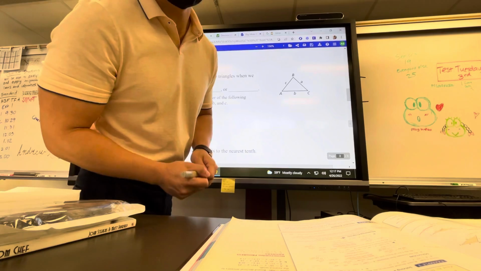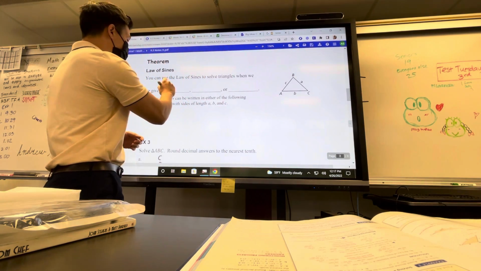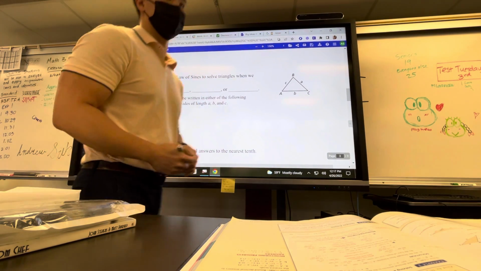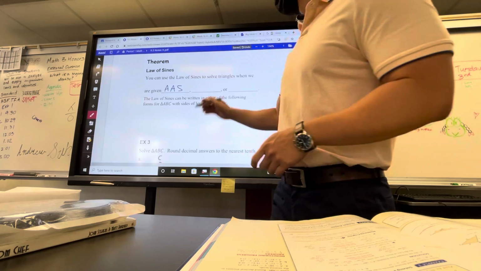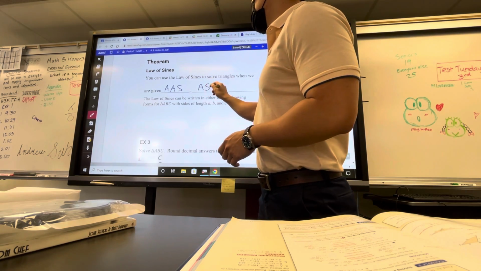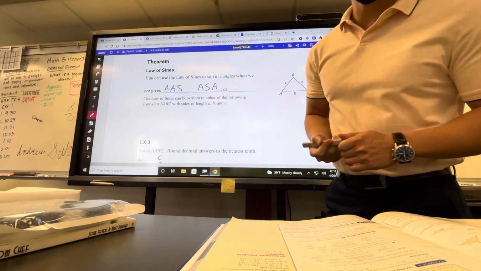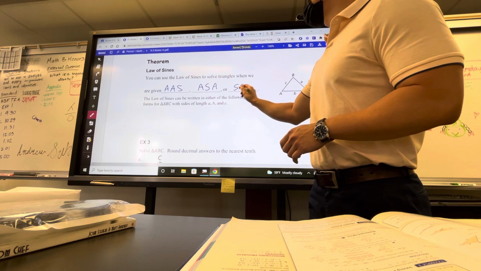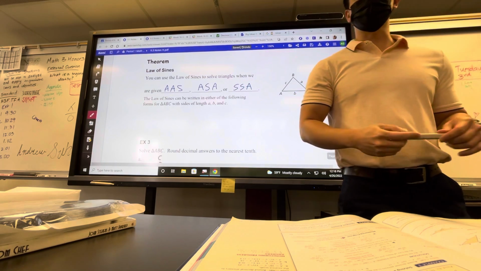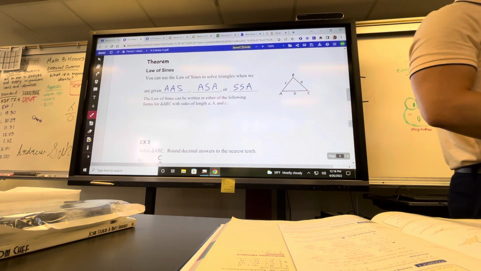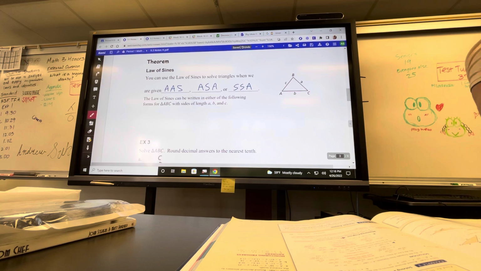So we'll need to have either angle, angle, side, so two angles and one side, or angle, side, angle, or we'll need side, side, angle. And hopefully you guys remember what these stand for. A's are angles, S's are sides, and it's in that order.